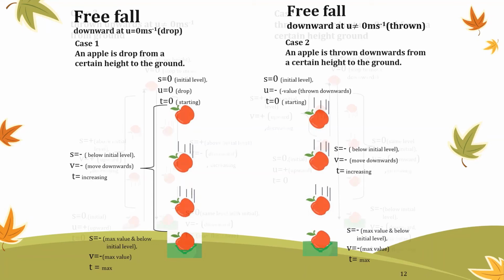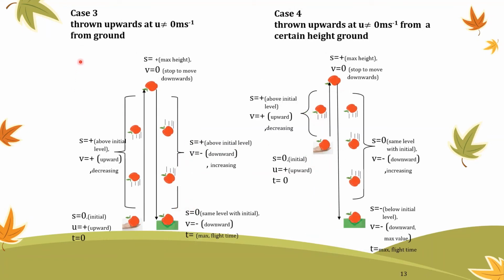Next, let's take a look at the third situation. The apple is thrown upwards at u not equal to 0 meter per second from the ground. So here, our initial level is at the ground. At the initial level, our displacement is 0 and u is a positive value. Why? Because we throw upward, and t is equal to 0.